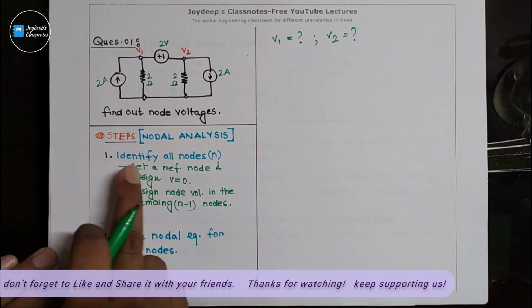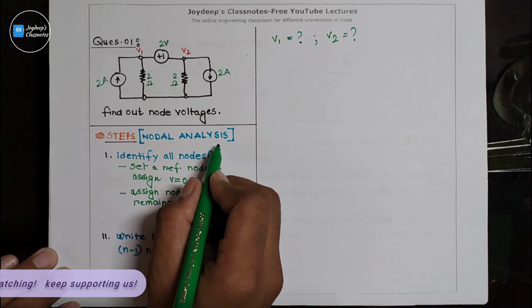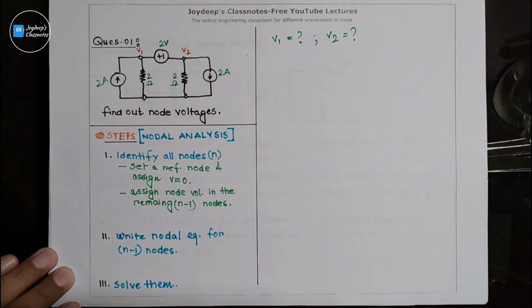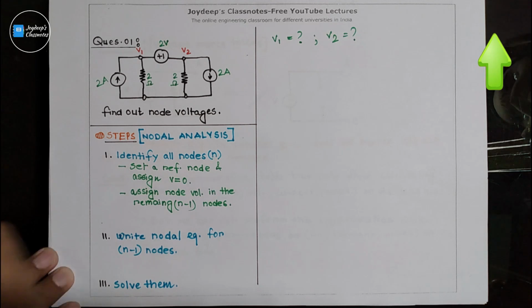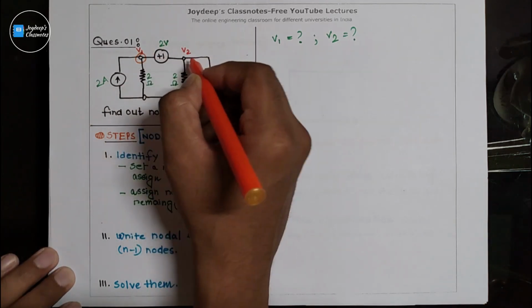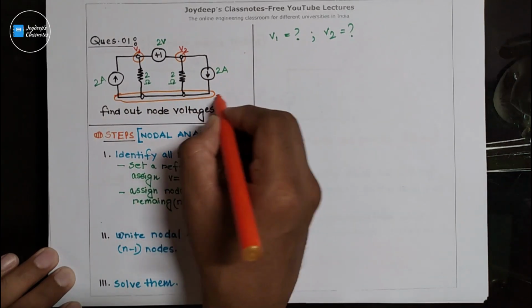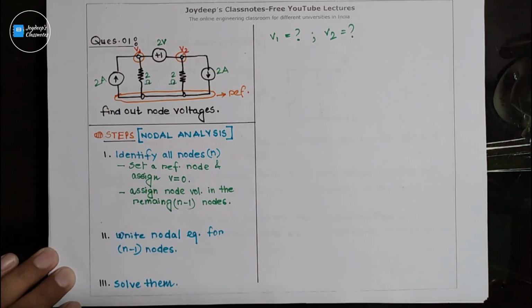First, let's follow the steps of nodal analysis. These are the steps of nodal analysis that we discussed in the previous video. If you haven't watched the previous video, I recommend you watch it and then see this video. You can find that video in the I button. So let's identify all the nodes. That is a node, that is a node, and this is a node. This is your reference node, and these two are your non-reference nodes.